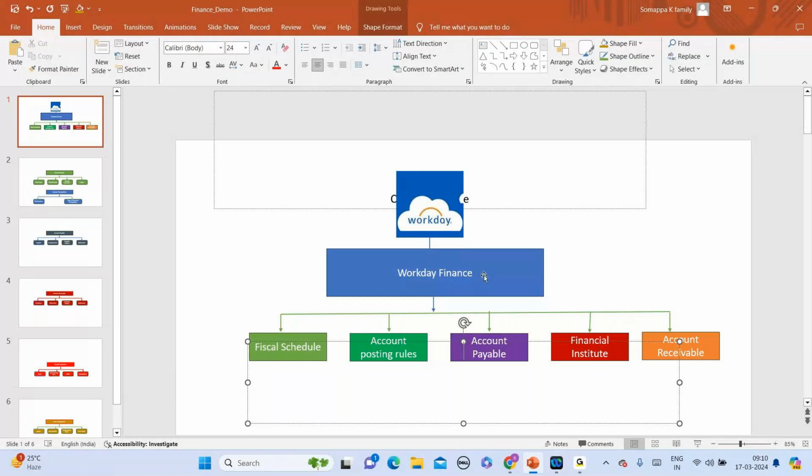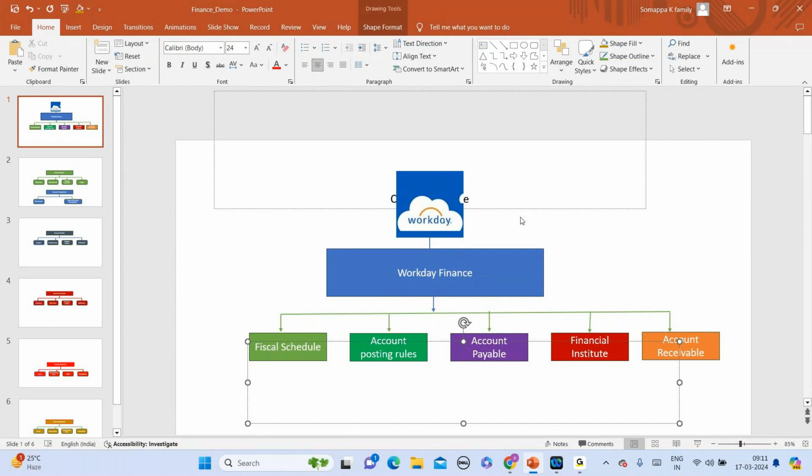In this one, finance, because we are taking the course as Workday Finance. If you see the finance module, we have different categories in this: fiscal schedule, account posting rule, account payables, financial institution, and account receivable. These are the modules I'm going to cover. In fact, I will cover the asset module also. One more module I need to add here, the asset module, that I'll explain to you.